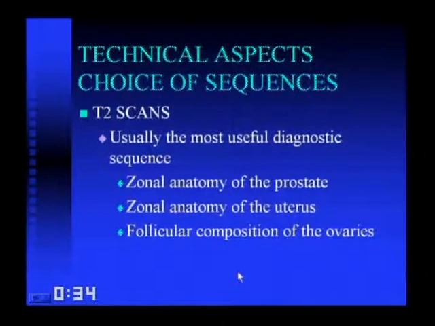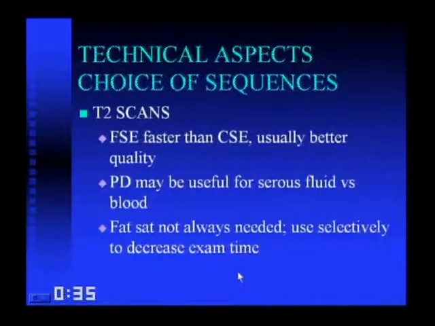These show you the zonal anatomy of the prostate and of the uterus. It'll demonstrate follicular composition of the ovaries, and these are the ones that we rely on most heavily. The fast spin echo is faster than conventional spin echo, and by virtue of a shorter exam time and less motion artifact, it will often be of better quality.